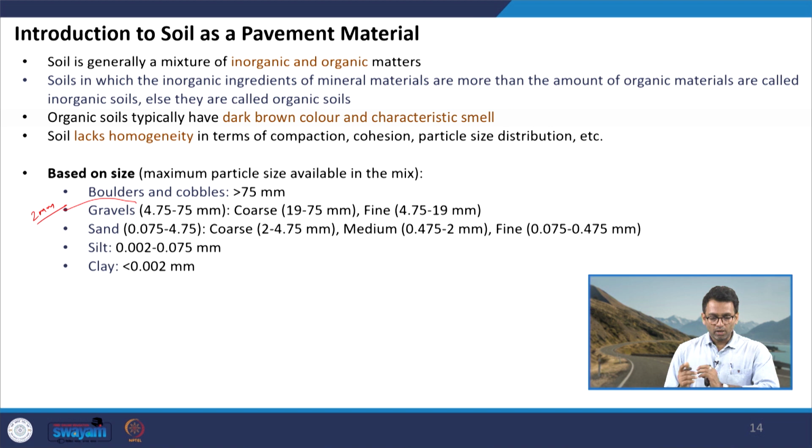If we consider 4.75 to 75 mm, we can further divide the gravels. Coarse gravels are those whose size ranges from 19 mm to 75 mm, whereas they are fine gravels if the size ranges from 4.75 mm to 19 mm.